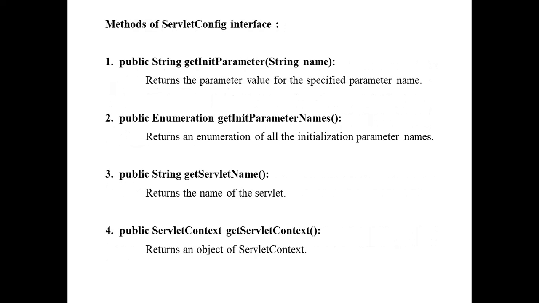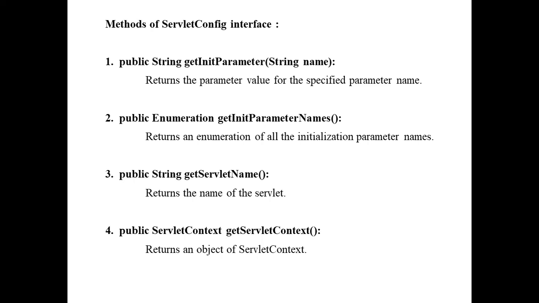See some methods of the ServletConfig interface. First method is public String getInitParameter(String name). This method returns the parameter value for the specified parameter name. Second method is public Enumeration getInitParameterNames. This method returns an enumeration of the initialization parameter names.